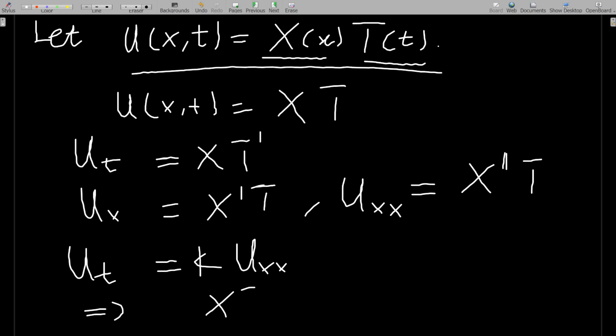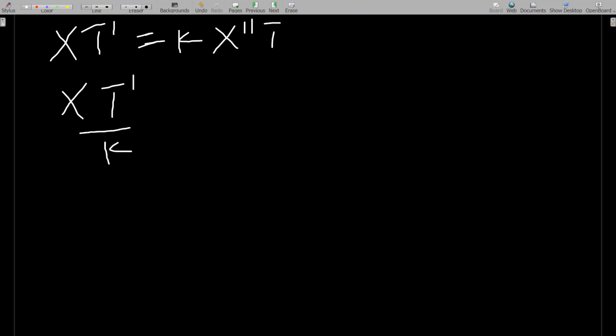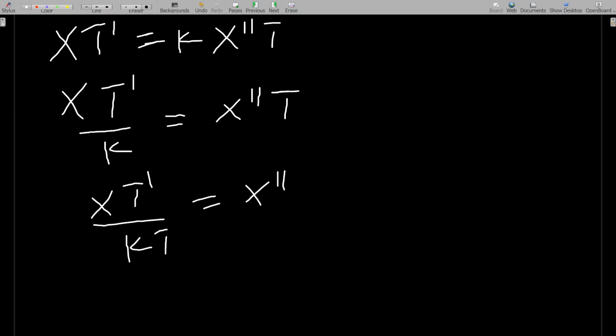Ut is X T prime, and uxx is X prime prime T. Okay, so this is what we have. Now let's write it again. X T prime equals k X prime prime T. Let's try to divide through by k, and we'll have X T prime over k equals X prime prime T. Now let's again divide through by T, and we'll have X T prime over kT equals X prime prime. Now let's go ahead and also divide through by X.